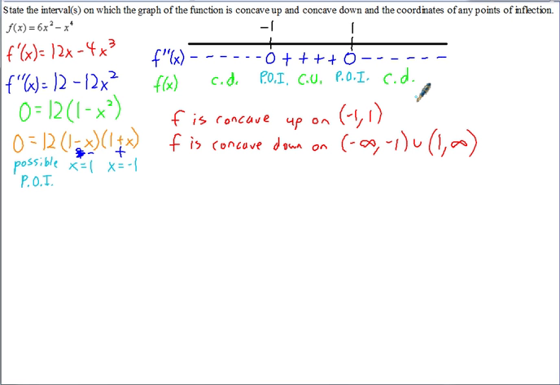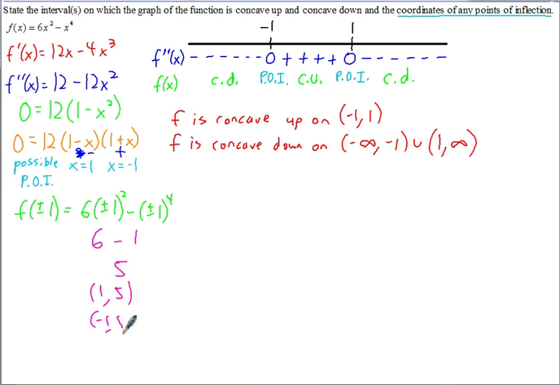So, let's write that down. It said find the coordinates of any points of inflection. That means we also need their y coordinates. So let's go find the y coordinates, plugging them back into the original equation. So if we go f of negative 1. Actually, in this case, we can plug them in at the same time because it's an even function. Plug in positive and negative 1 simultaneously. It would be 6 times plus or minus 1 squared minus plus or minus 1 to the fourth. Either positive or negative 1 squared is 1 times 6 is 6, minus positive or negative 1 to the fourth is 1. 6 minus 1 gives you 5. So that's the y-coordinate for both of them. So they have 1, 5, and negative 1, 5.